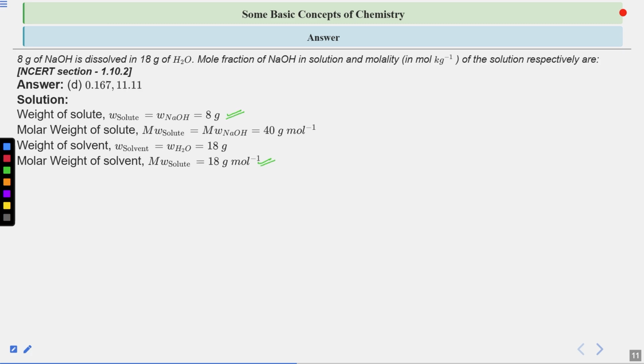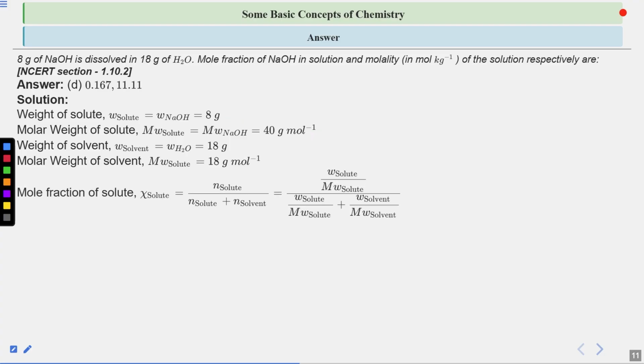So we have the weight of the solute, weight of the solvent, molar weight of the solute and the molar weight of the solvent. Can we solve for the number of moles? Let's see. To calculate the mole fraction of the solute, which is NaOH, we will simply take the number of moles of solute divided by the total number of moles. Now in place of number of moles, we can write given weight by molar weight. The same can be written for the solute and the same can be written for the solvent in the denominator.